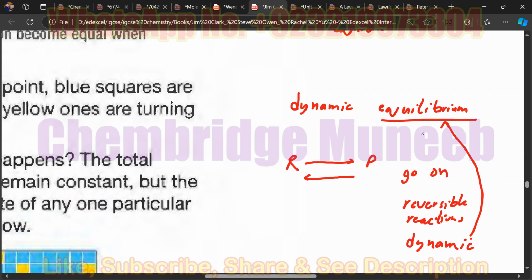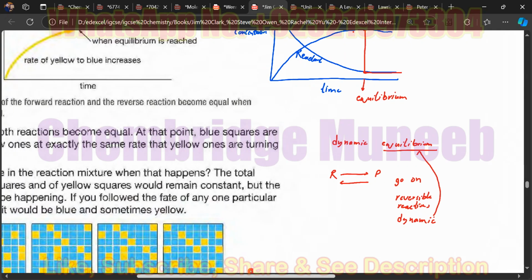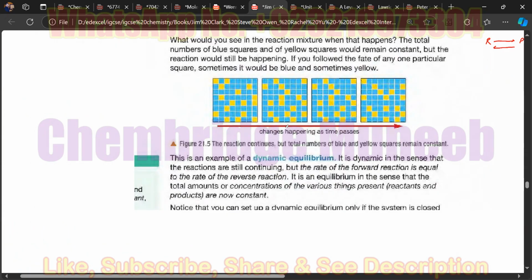So the reactions are not stopping, they are still going on, and as a result of these reactions being carried out, you are getting the equilibrium stage. That is called dynamic equilibrium. Is that clear? Yes, it's clear. All right. Basically, dynamic equilibrium is the complete name of the equilibrium.